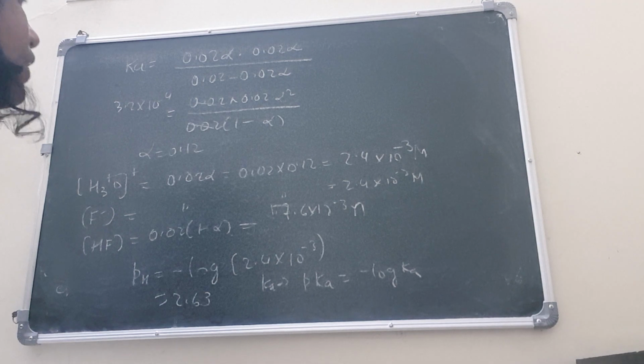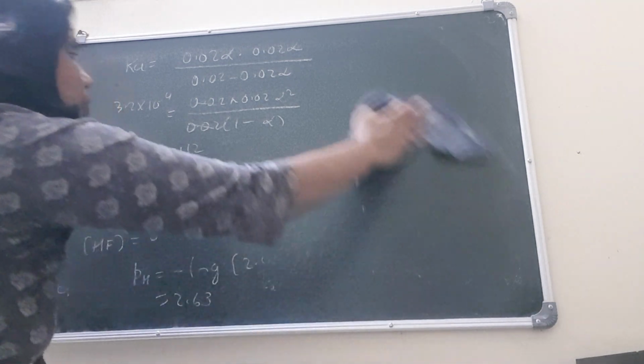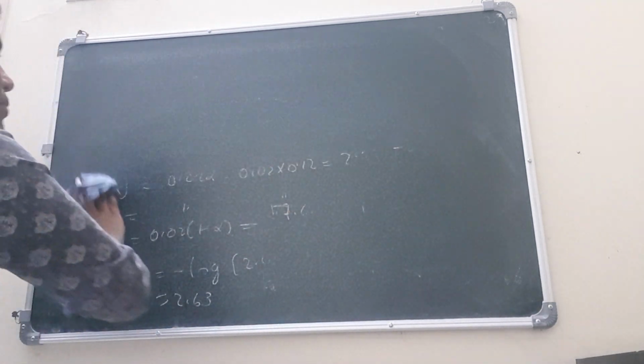Let us quickly do it for bases as well. I'm not going to do a numerical here because it is exactly the same thing. I'm just going to tell you the concept. So if you have a weak base, this is the ionization constant for a base, and for a base we say Kb. Ka is just a representation, right? So Ka is the ionization or equilibrium constant for an acid, and Kb is the equilibrium constant of a base.